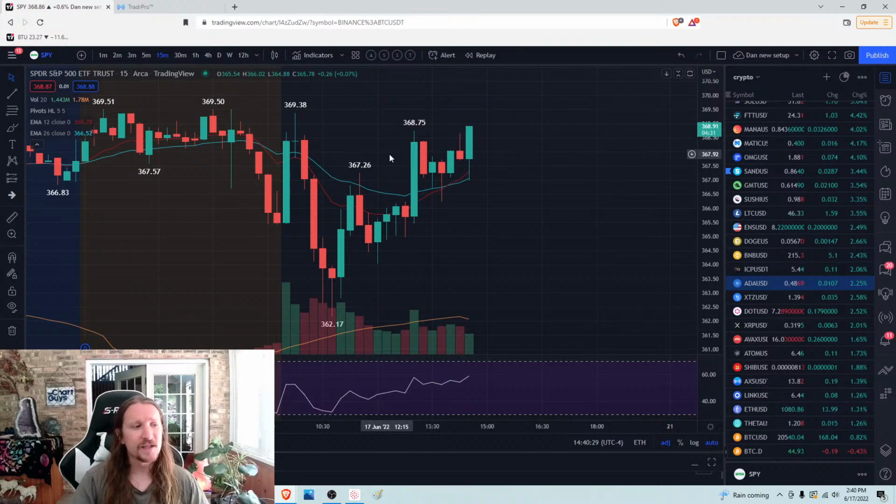So is this SPY now showing us why I sell that partial position? Because we just set a 15-minute higher low and the short-term uptrend is remaining intact.